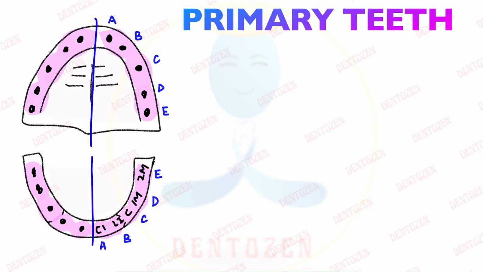First is the primary teeth. How many primary teeth? 20 are there, 5 in each quadrant. Which all 5 are there? Central incisor, lateral incisor, canine, first molar and second molar.